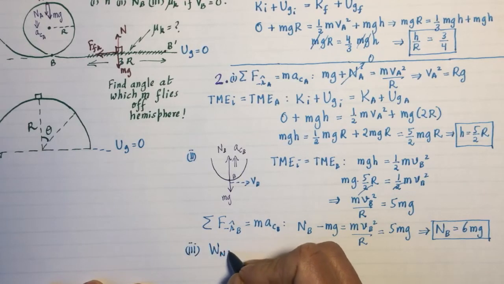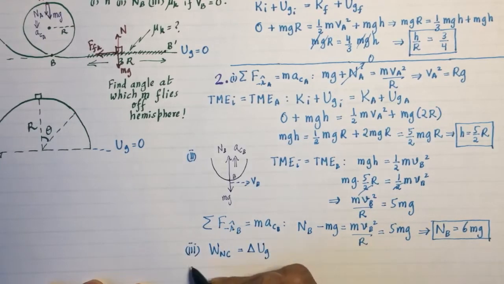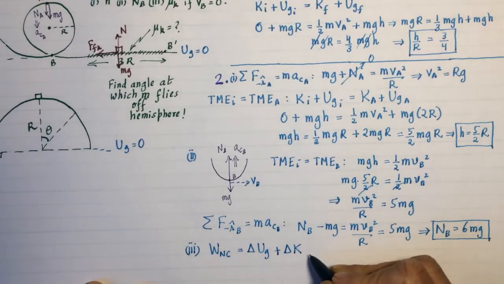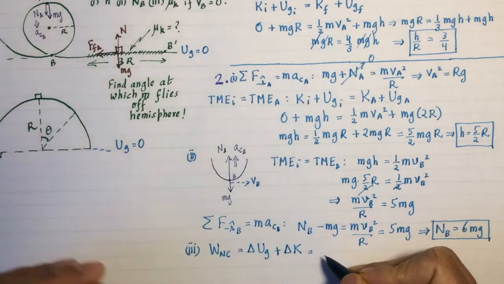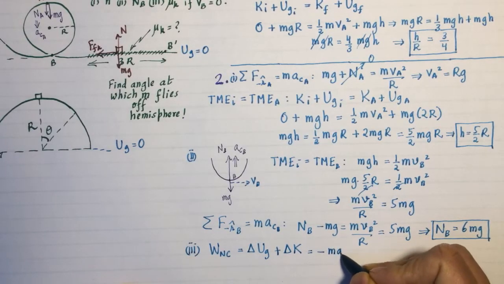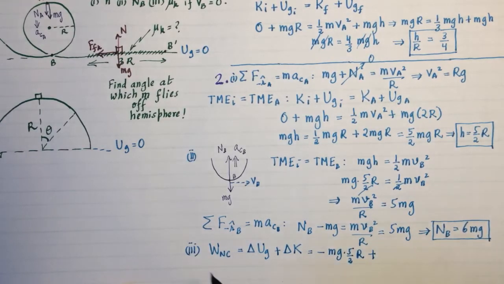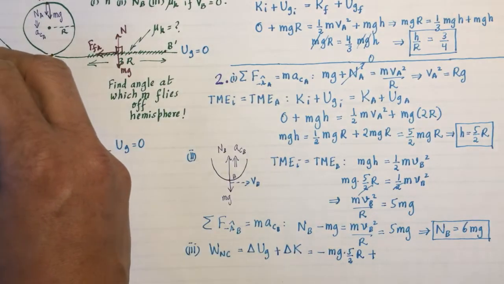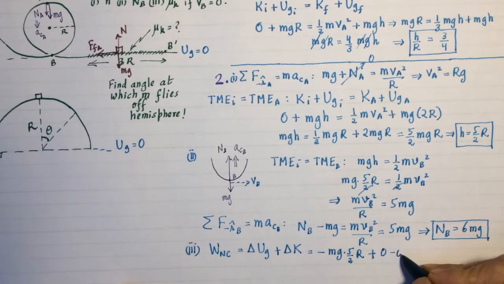The work non-conservative, this is the form of the energy conservation we have to use. Non-conservative work is change in kinetic plus change in potential. The change in potential, it's just come down that big ramp, so the change in potential is final, which is 0, minus initial, which is mgh. In other words, mg times 5/2 R. The change in kinetic is 0 because we are applying it between the initial point I and the final point B prime. At B prime there's no speed, at initial there was no speed, so it's 0 minus 0.